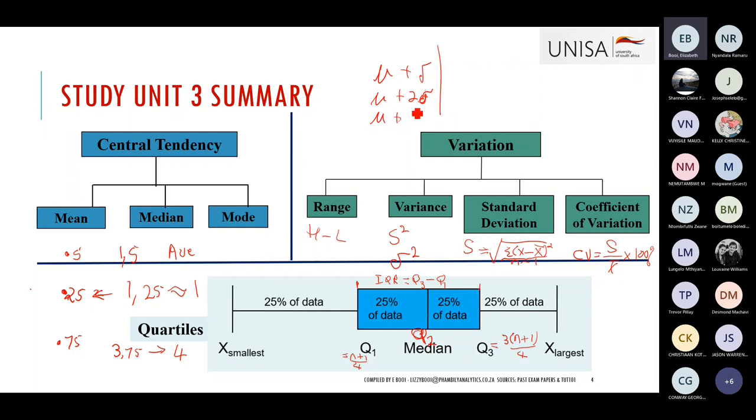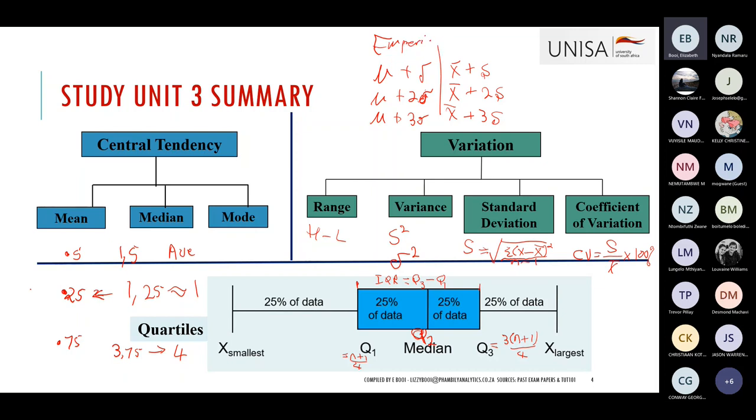And you can also calculate when it is three standard deviations away. So if it was a sample, you will say it is the mean plus one standard deviation. For two standard deviations, it would be the mean plus two standard deviations. Let me put S like that. And for three standard deviations, you will say it is three times the standard deviation. And this is what we call the empirical rule.